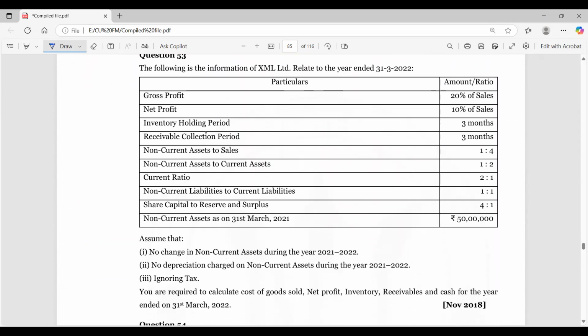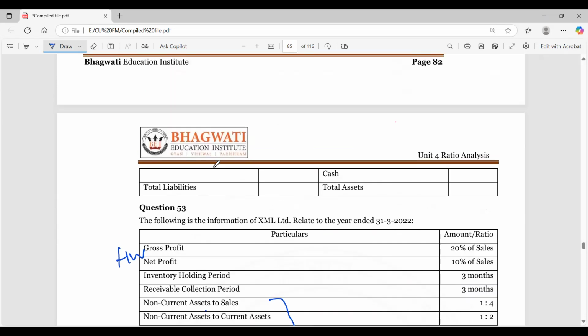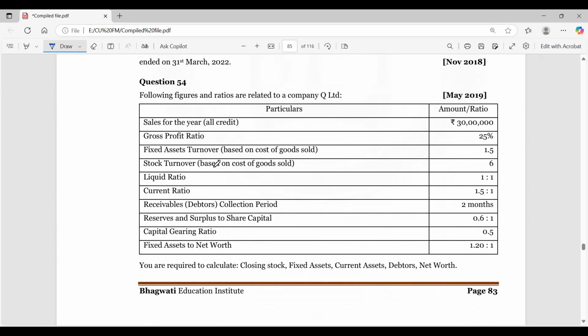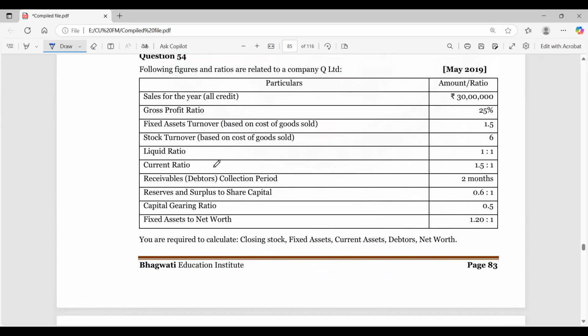Listen, 53 is extremely easy. You can see that. Listen, listen. They have given non-current asset and non-current asset to sales, current asset to current liability. Everything is given. You can take any one of these as starting point. After solving one working note, you will know what to do next. This is homework. 52 we will solve in the class. 53 homework. 54 I will solve in the class.